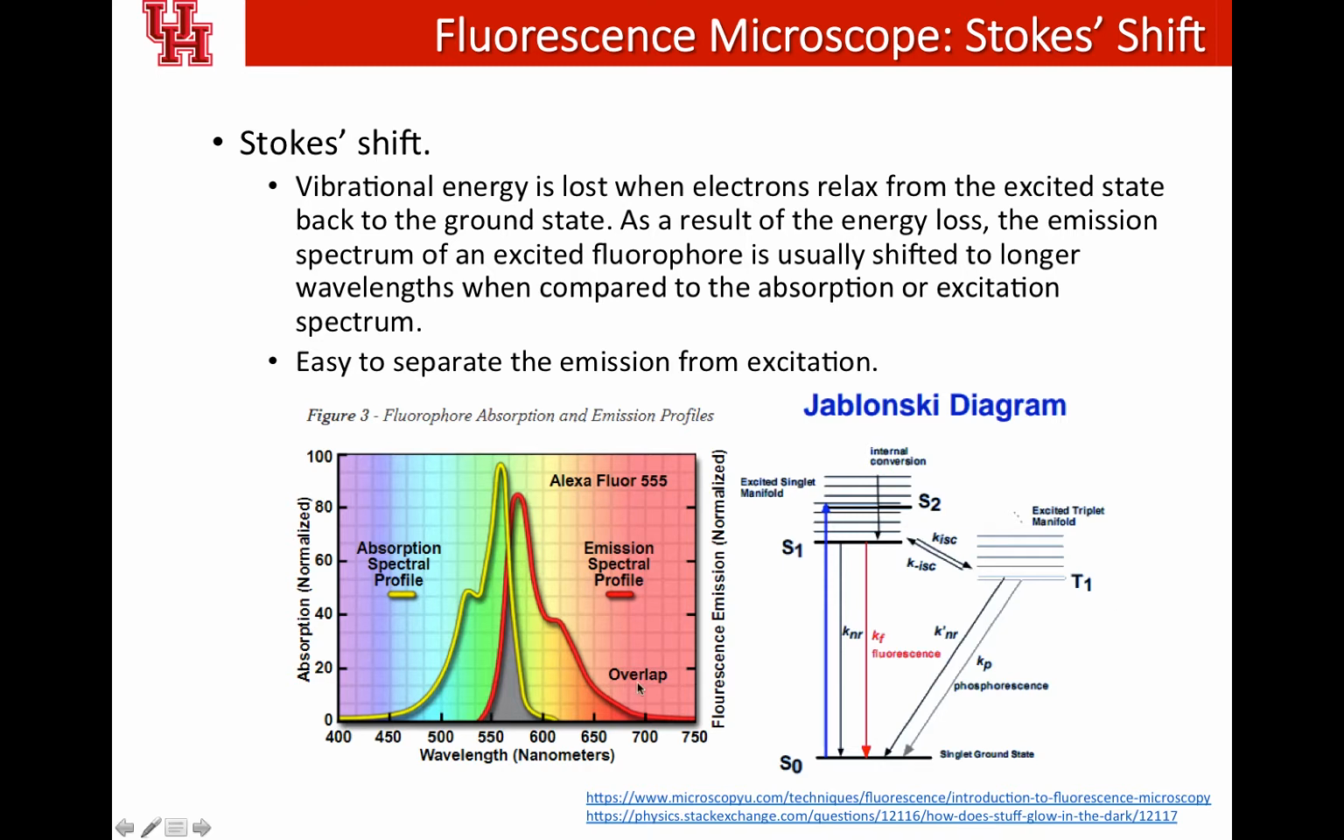This is another diagram to show phosphorescence. Basically, the molecule can jump to the excited triplet state, and then come back to the ground state at a much slower speed. So that's called Stokes shift. Basically, you shift to the lower energy or longer wavelengths.